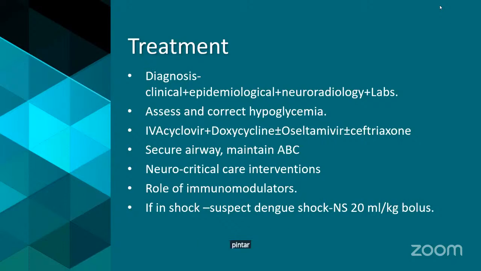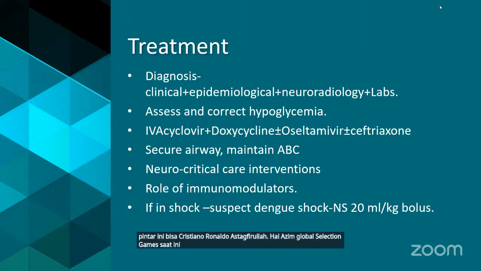So basically, it will be ceftriaxone plus doxy plus acyclovir, and if influenza-like symptoms are there, till we rule out influenza, oseltamivir could be added. We need to secure the airway and maintain the ABC.